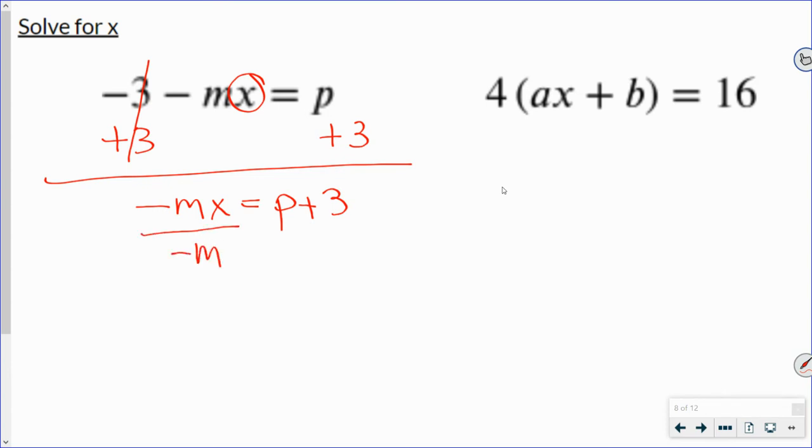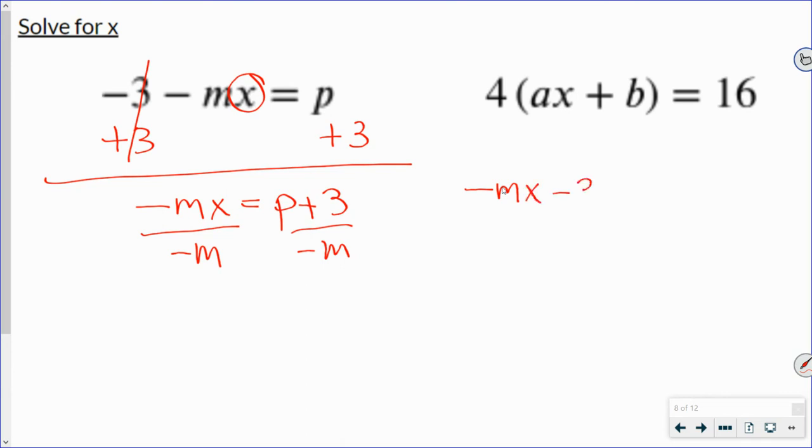Why didn't I just divide it by positive m? Why did I divide by negative m? Well, for one thing, that's technically not subtraction right there, the negative m. That's just negative m hanging out by negative 3. We talked about that earlier when we were solving equations. If you use a commutative property, can we rearrange it?